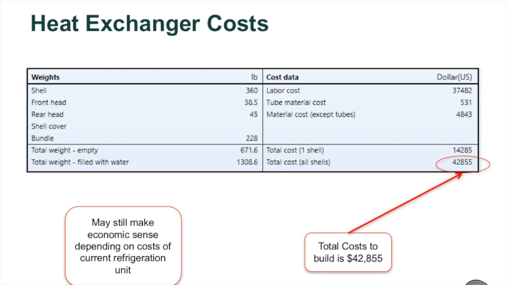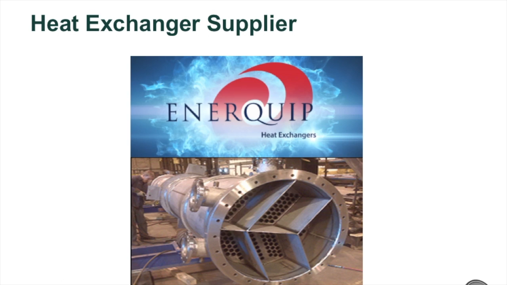Further financial analysis would need to be done on the current refrigeration unit in order to determine the return on investment time period. In order to build our heat exchanger, we enlisted Enquip Group, a company in Wisconsin. Their close location we thought would make it easy for shipping, and they specialize only in heat exchangers, so we thought that they would be an excellent candidate for building our heat exchanger to the design specifications.